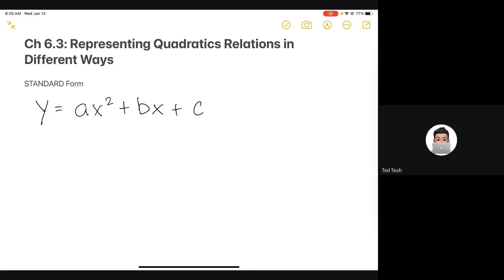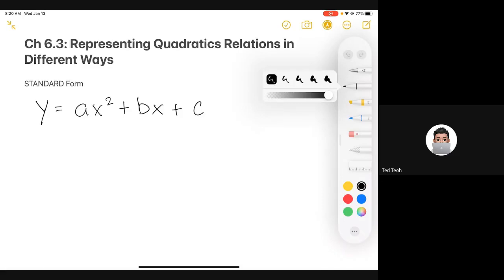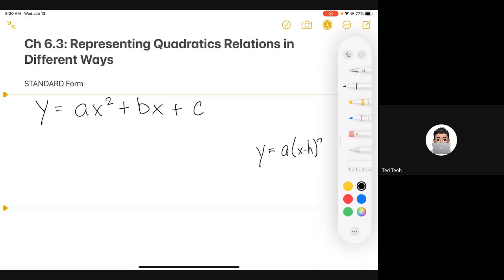All right, so today we're going to be going over chapter 6.3, representing quadratic relations in different ways. On Monday we learned key features of a quadratic function in vertex form. I'm just going to write here on the side, just so you jot some memories. This is what vertex form looks like. And then on Tuesday we graphed it.